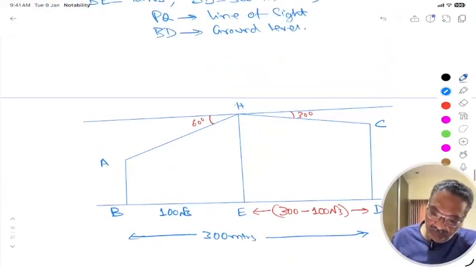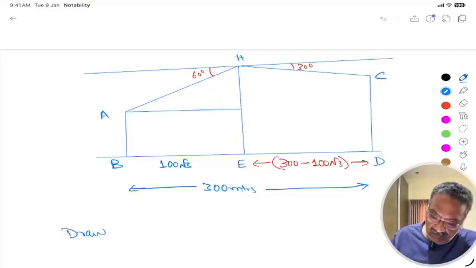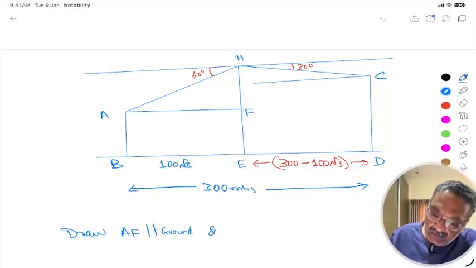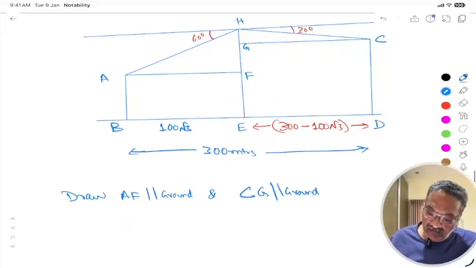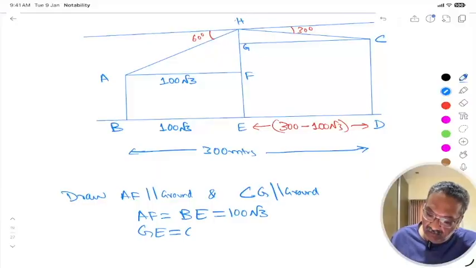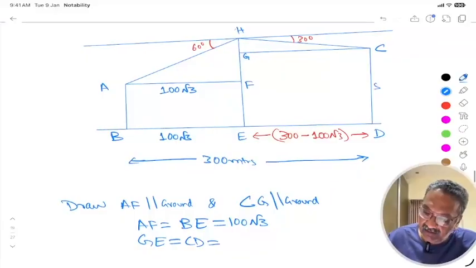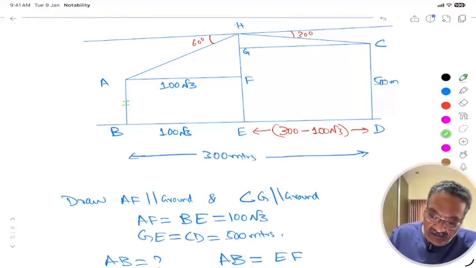I will draw AF parallel to the ground and CG parallel to the ground. Now AF will be equal to BE, which is 100 root 3, and similarly GE will be equal to CD. CD is given as how much? 500 meters. So GE is equal to 500 meters. Now they have asked us AB. We know that AB will be equal to EF.